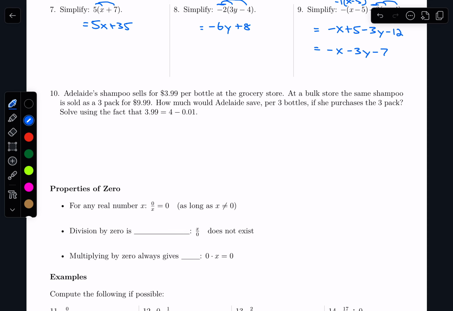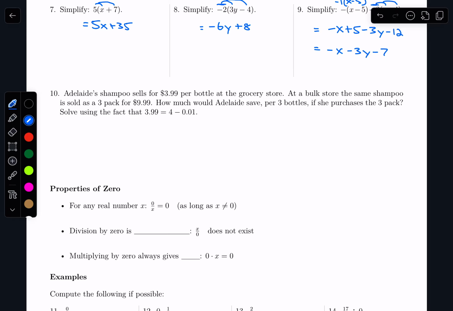Okay, so here, Adelaide is a former student of mine. She told me that she was buying shampoo for $3.99 per bottle at the grocery store. So I asked her what shampoo, and I found out that I could get that same shampoo as a 3-pack for $9.99 at a bulk store. So the question now is, how much would Adelaide save per 3 bottles if she purchases the 3-pack?